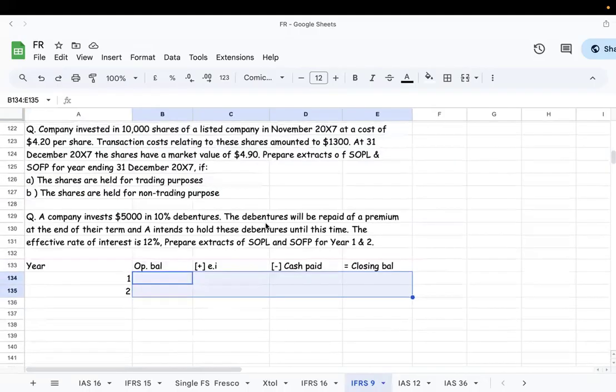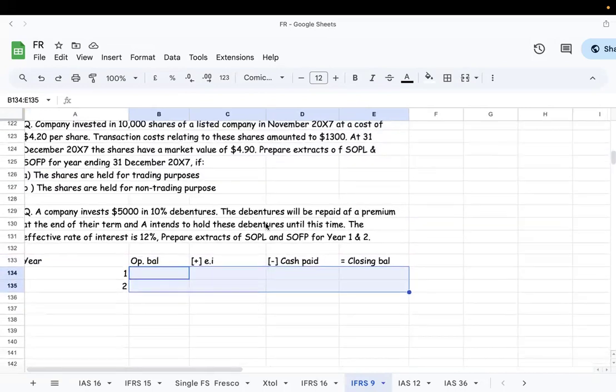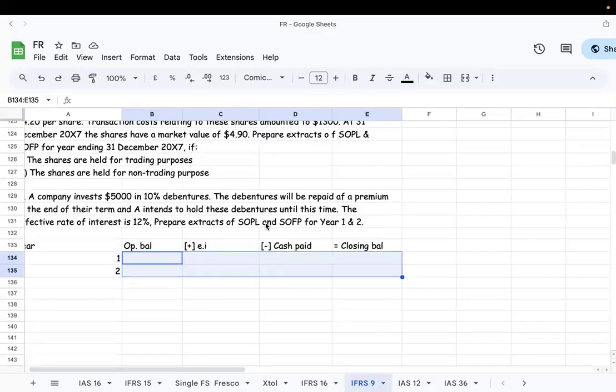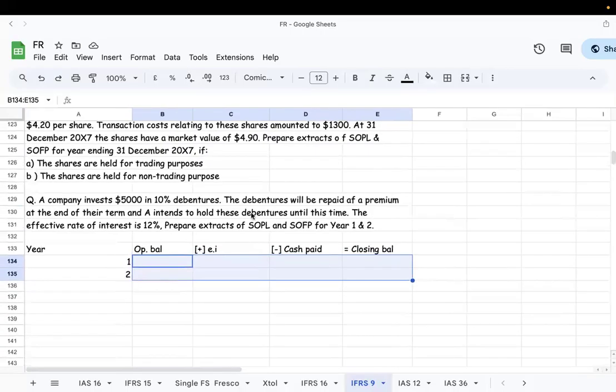Let's see. A company invests $5,000 in 10 percent debentures. Debentures is the same as a loan note. Clear? The debentures will be repaid at a premium at the end of their term, and A intends to hold these debentures until this time.